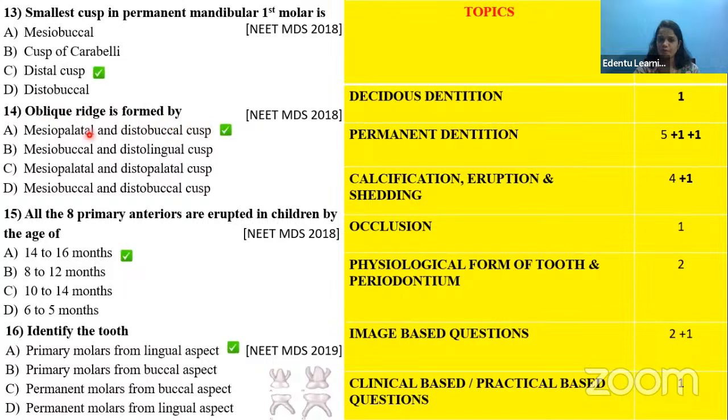Then the oblique ridge is formed by the union of the mesiopalatal and distopalatal cusp. Again, permanent dentition. And all the 8 primary anteriors are erupted in children by the age of 14 to 16 months. We can put it under the eruption topic. And identify the tooth. This is another form of image-based question that can be asked in dental anatomy. They have given a pictorial representation of the tooth and ask you to identify it. So these are the primary molars from the lingual aspect. So here we can choose the deciduous dentition.